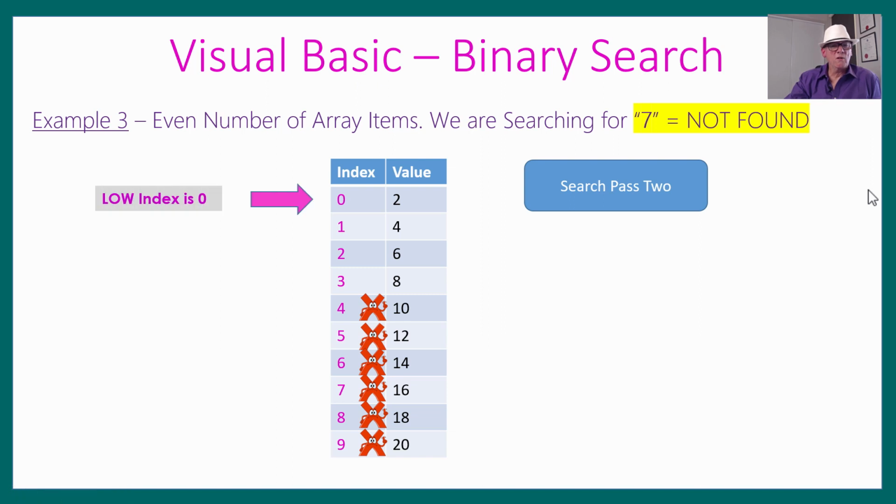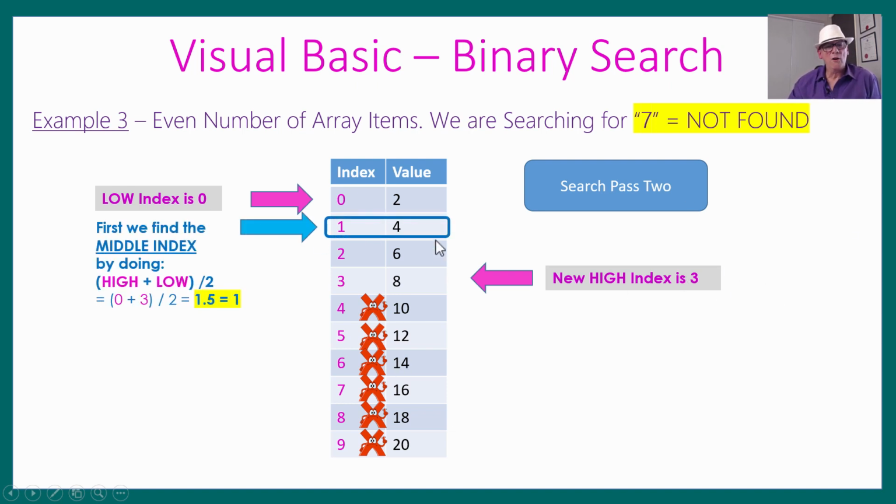So in search pass 2 here, low index is 0. We've moved our high index up to where the middle was minus 1, which is at 3 here. And then we're going to do our adding together. 0 plus 3, our low plus our high, and divide by 2. Low plus high, or high plus low, divide by 2. So we do our 0 plus our 3 here for the indexes. We get 1.5, so we take that down to 1. And at index number 1, we've got the value of 4.